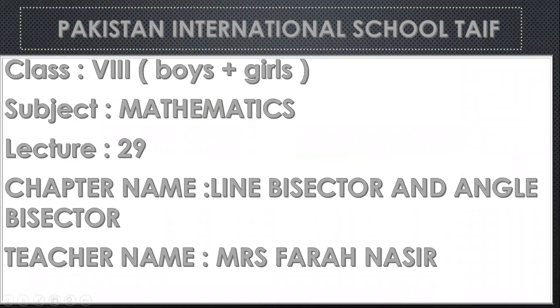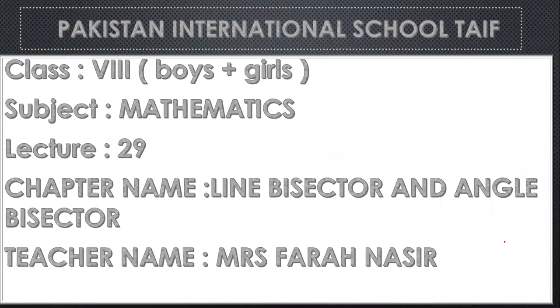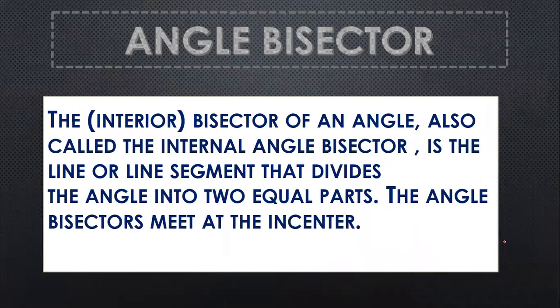Today is our 29th lecture of maths, and this is about again the theorems. In the last lecture, we have done the first three theorems, and now we will complete the remaining three theorems. These theorems are related to the bisector of an angle. In the previous lecture, we learned about the bisector of the line segment. Before starting the theorem, let us see what an angle bisector is.